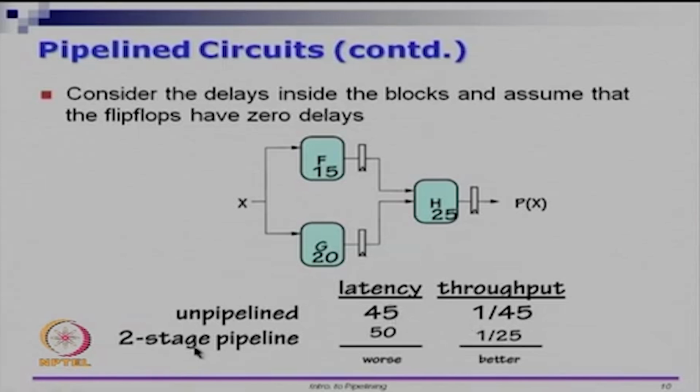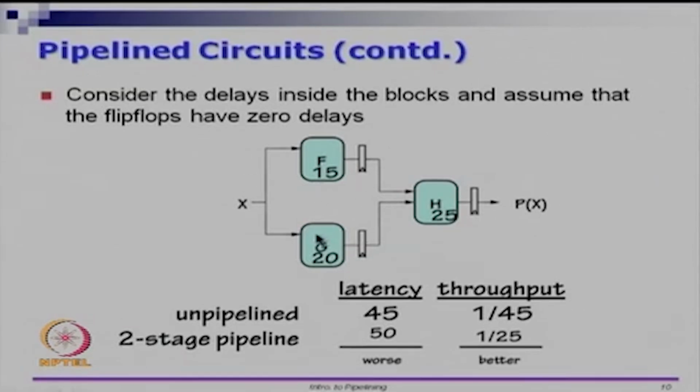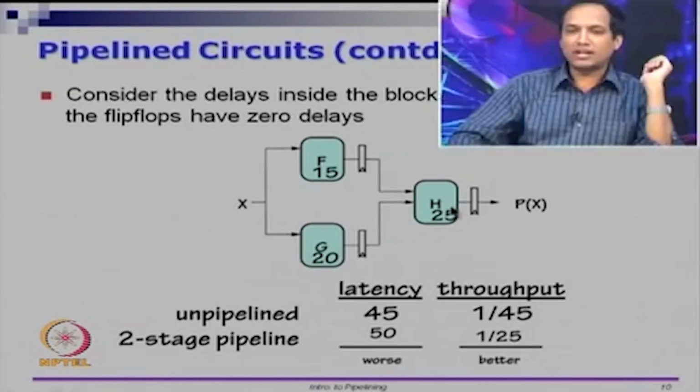A two-stage pipeline, however, will have a latency of 50 time units, because even though this gets ready in 20, you wait for this extra time period for the clock pulse to come and register here. So here you will have 25 time units of processing, here you will have 25 time units of processing. So overall the latency is 50. If I give an input here, it will take 50 time units for P of X to be ready.